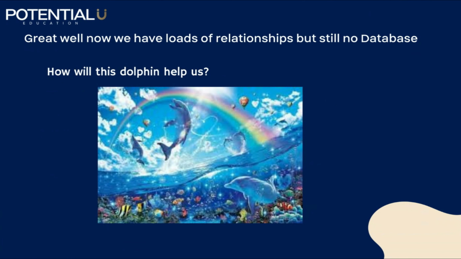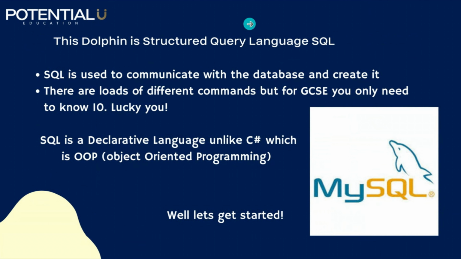Great. Well, now we've got loads of relationships, but we still don't have a database. So how on earth are these dolphins going to help us? And this dolphin is something called structured query language, so SQL or S-Q-L. And structured query language is used to communicate with the database and also create it. There are loads of different commands, but for GCSE, you've only got to know 10. Lucky you guys. And SQL is a declarative language, unlike C#, which is object-oriented.